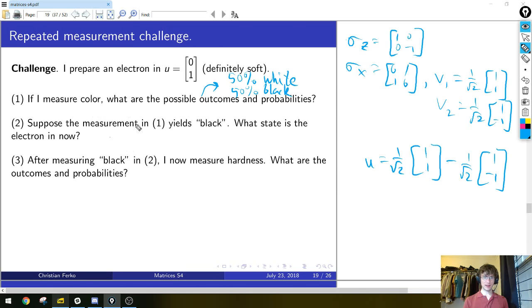So now suppose we perform that measurement in 1. The electron starts soft, I measure color, and the output of that measurement is black, where we remember that black is associated with the first eigenvector and white is associated with the second eigenvector. So after I measure the electron and find it black, what state is the electron in after the measurement?